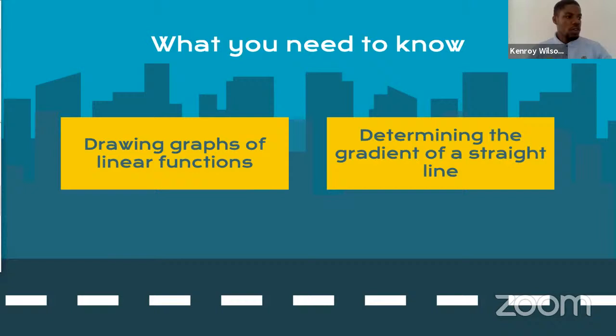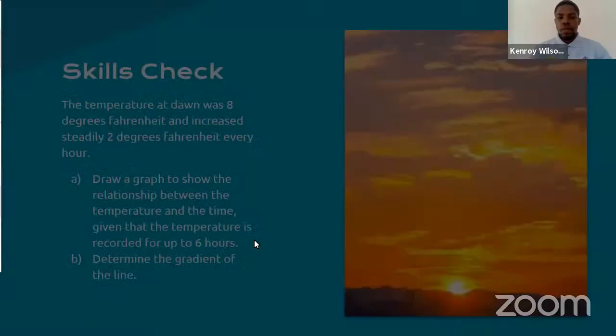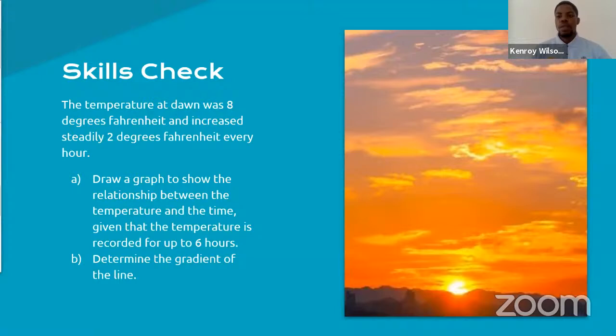We want to do a skills check, and our skills check this afternoon will take into consideration a particular scenario that we'll all be somewhat familiar with as the summer months are rolling on. We would have noticed already that the days are a little bit warmer than what we are genuinely accustomed to. With this in mind, we have this scenario where we're talking about a temperature. The temperature at dawn was 8 degrees Fahrenheit, and then this increased steadily by 2 degrees Fahrenheit every hour.